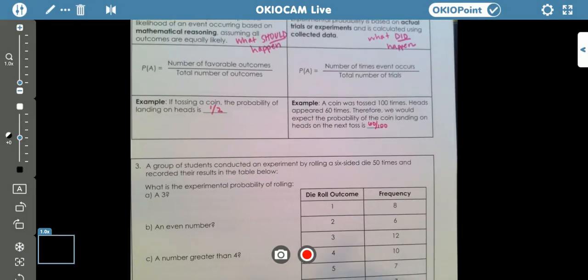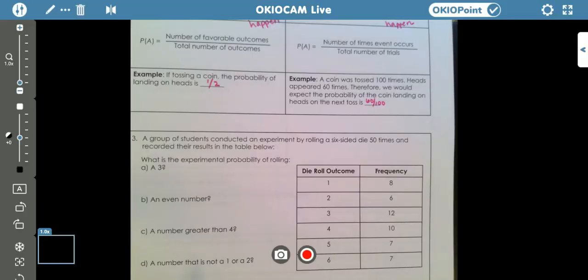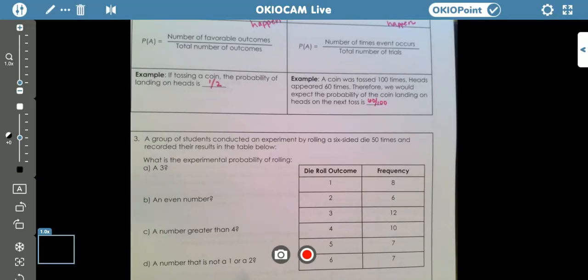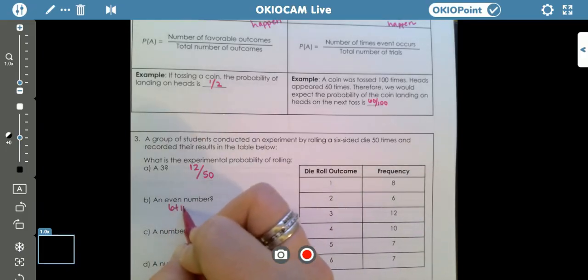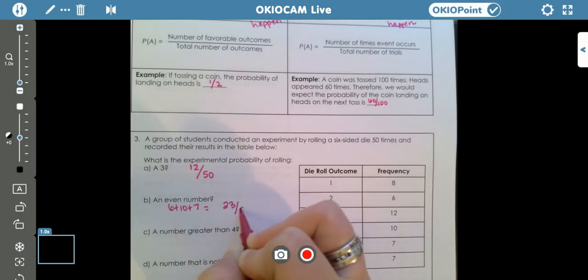So kind of looking at that with an example here, a group of students conducted an experiment by rolling a 6-sided die 50 times and recording their results in the table below. What is the experimental probability of rolling a 3? So there were 12 threes, and it said that we did this 50 times, so 50 is our denominator here. An even number, so we've got 2, 4, and 6, so we add those up, 6 plus 10 plus 7, that gives us 23 out of 50.